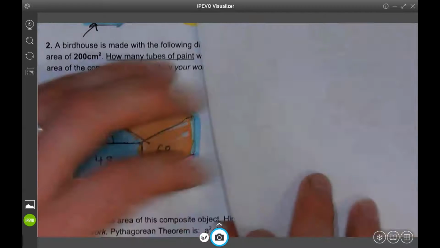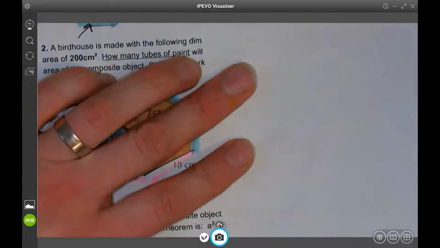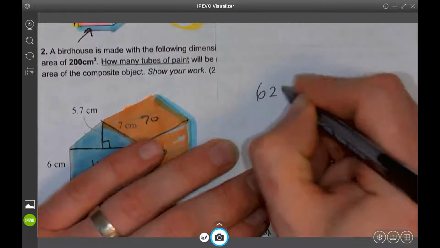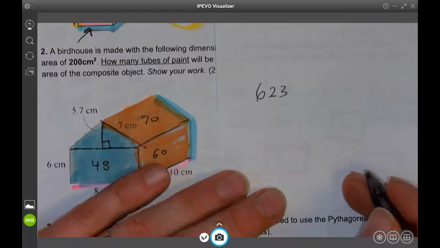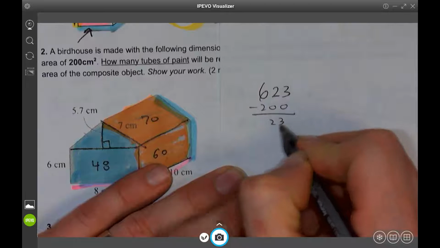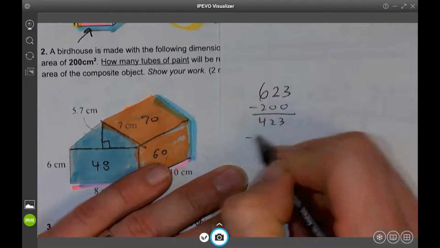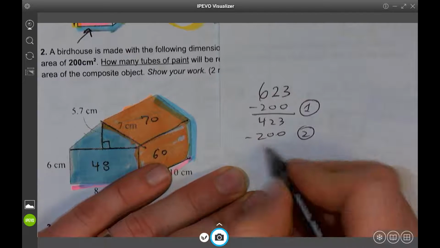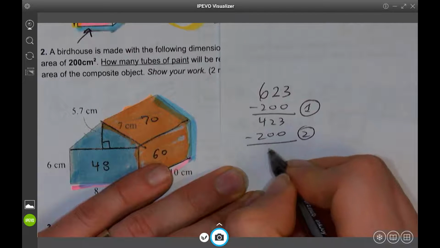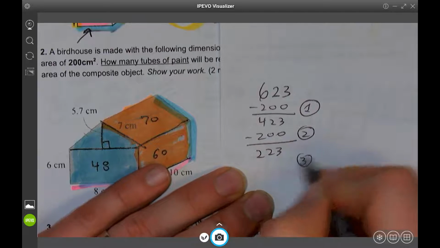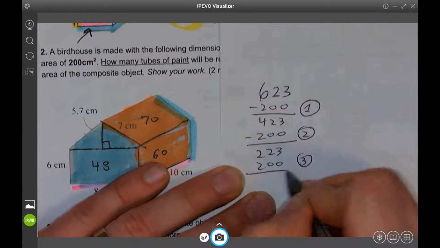So let's say the answer is 623. Okay. How many tubes am I going to need? Minus 200, 423, minus 200. So that's one tube. That's second tube. It's going to be 223 left. Do another tube. That's going to be 23 left.